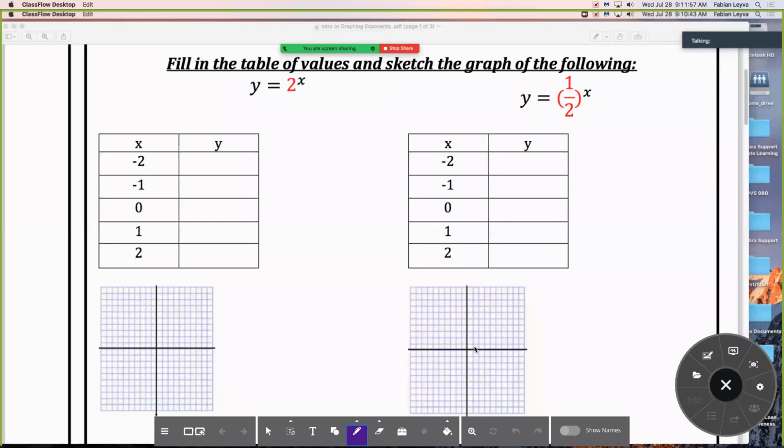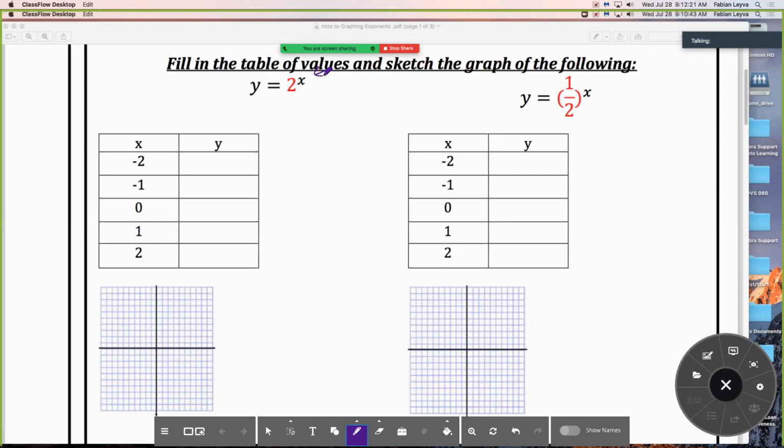All right, so just to reiterate, the directions are asking us to fill in the following table of values and also sketch the graph of the following. Now, what I notice here is I have y is equal to 2^x. More specifically, I notice that I have a variable in the exponent. Whenever you have a variable in the exponent, you have an exponential equation or a function, whichever way you want to think of it, they're the same thing.